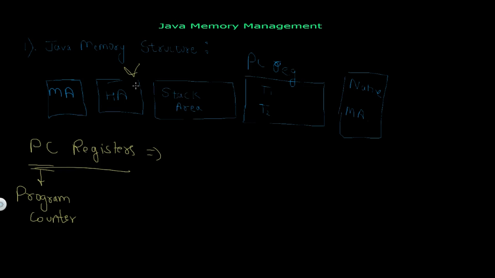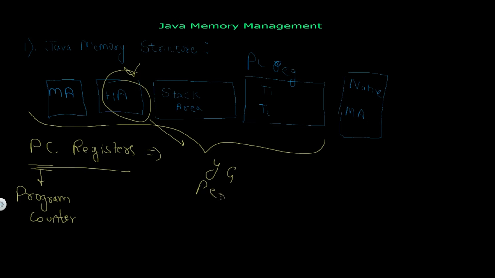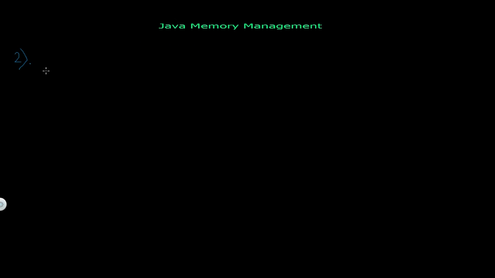Now we will go to the second part of our introduction, which is garbage collection, and how garbage collection works on all of these, especially on the heap area, where we talked about young gen, perm gen, and old gen. Now second comes the garbage collection.